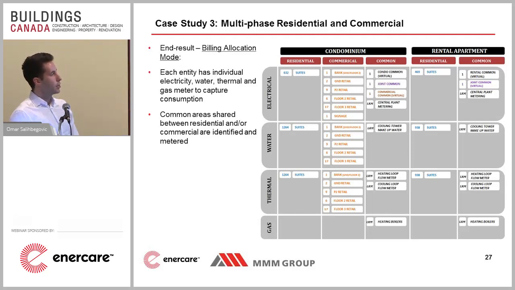So for this case, you'll see over here, this is everything that's being metered within the condominium. Everything to the right is everything that's being metered under the rental apartment. Along the vertical axis here, you have your different services. So we've organized here exactly what's being metered per entity. I'd like to draw your attention particularly to what's here in purple. So there's a joint common area portion in both the condominium and rental apartment that we're metering separately, and we've identified here in our end result billing allocation.